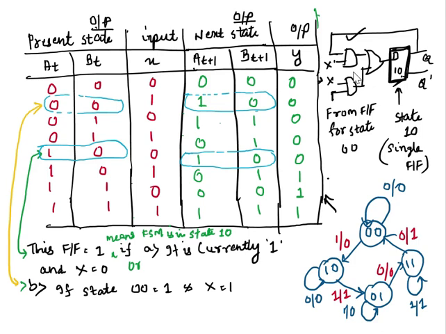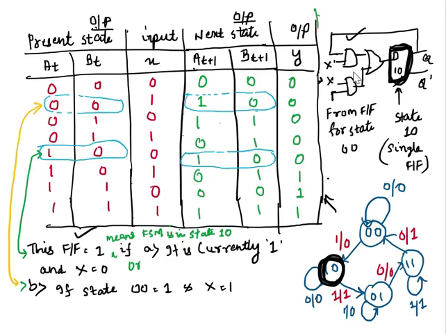So what is happening here? This flip flop equal to 1 means the FSM is in state 1 0. This FSM is in state 1 0.